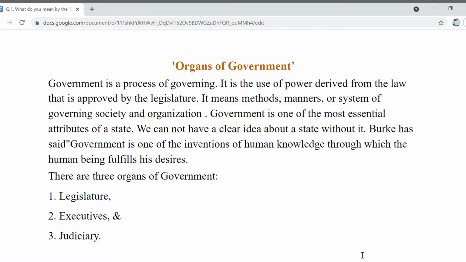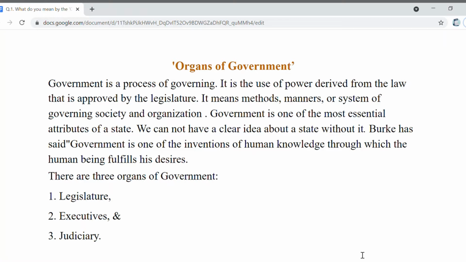Hi everyone. So today's topic is on the organs of government. जैसे previous lecture में मैंने आपको बताया था state और state के elements, तो state के elements में government is a part of that. तो आज के lecture में हम जानेंगे कि government क्या है और क्या उसके organs होते हैं.